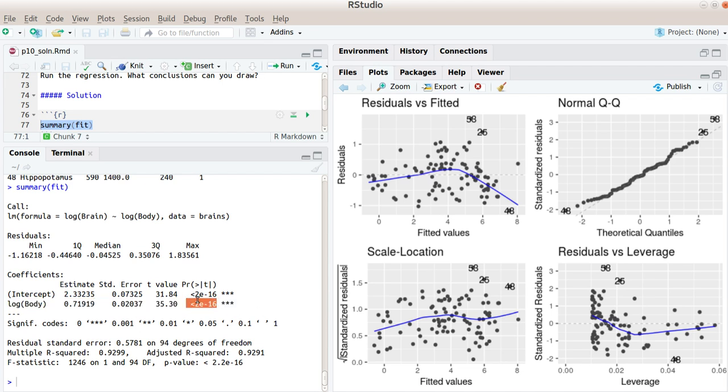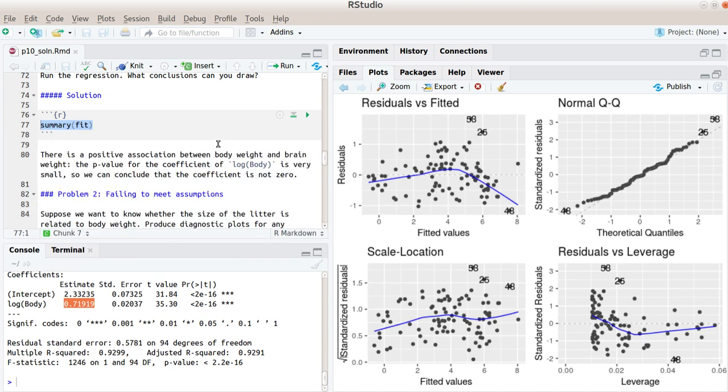Now this is the p-value that corresponds to this estimate. This is the p-value for the null hypothesis that this coefficient is actually 0. If this p-value is small, that means that the data is inconsistent with this coefficient being 0. If this coefficient is 0, in this case it would mean that log body is not associated in any way with log brain. But we can reject the hypothesis that this is 0 because this p-value is really small. It's smaller than 5%. It's really, really small. So we can conclude that there is an association between log body and log brain in this case.